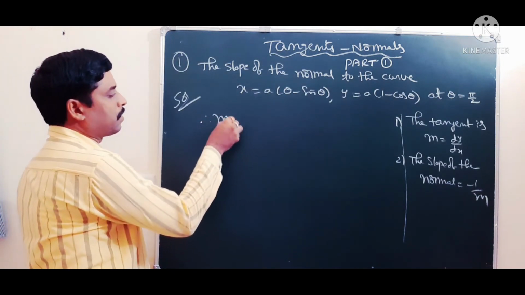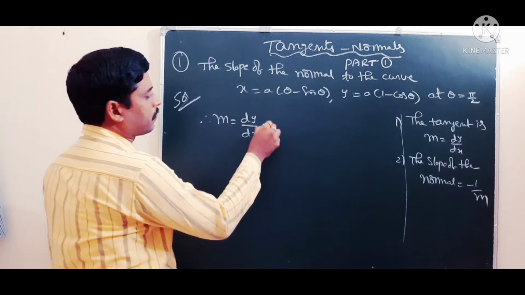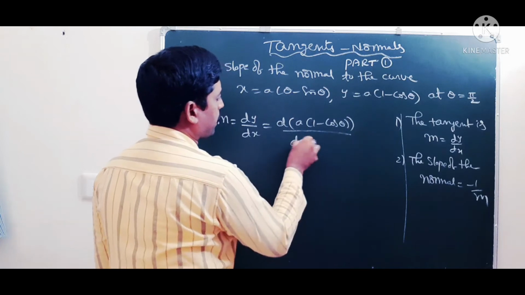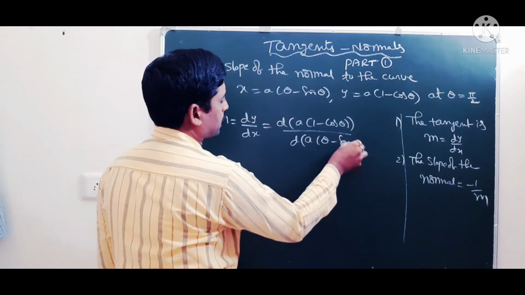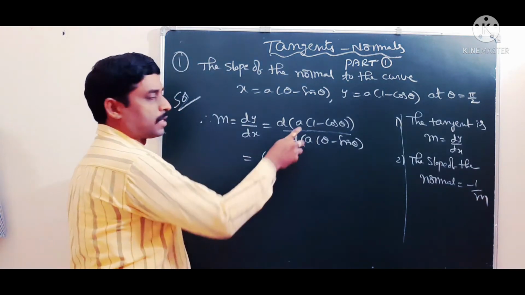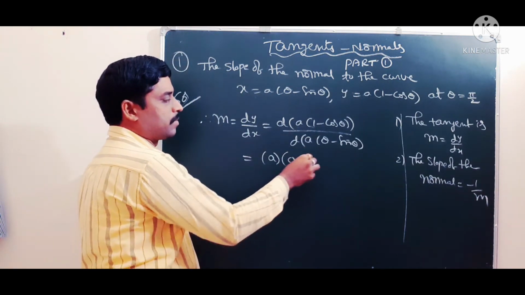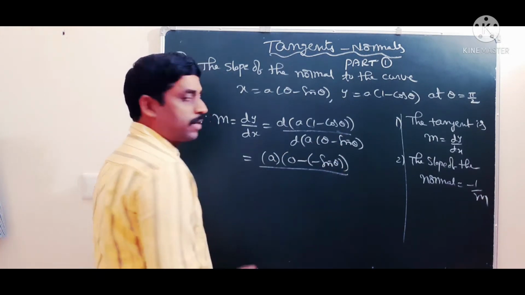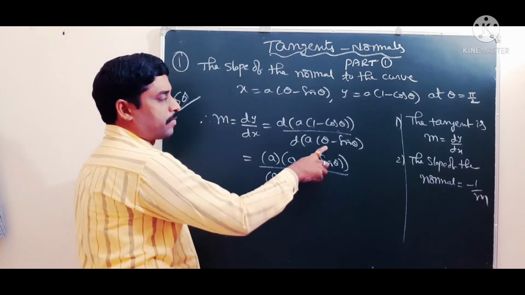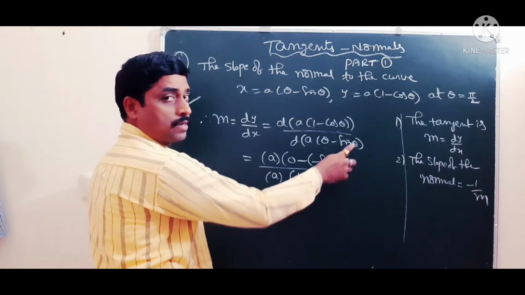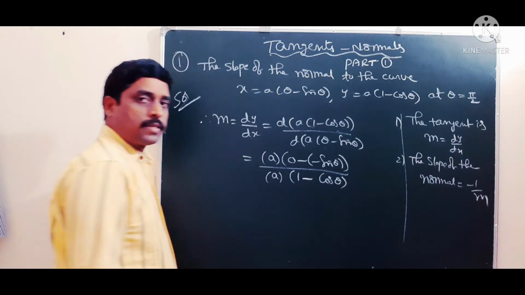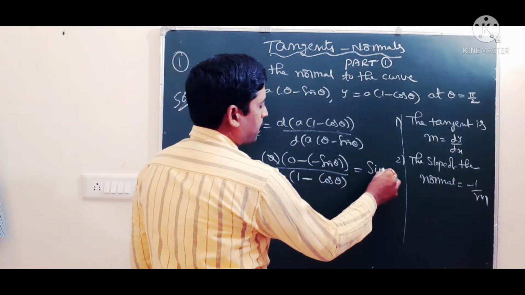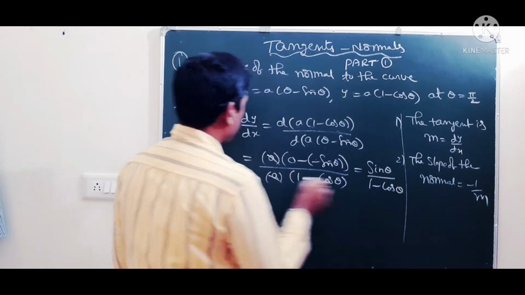First we have to find the slope of tangent, dy by dx. So derivative of y given, by derivative of x, a into theta minus sin theta. In this a is constant, differentiation of 1 is 0, differentiation of cos theta is minus sin theta. This whole is divided by the denominator: a constant, differentiation of theta is 1 minus differentiation of sin theta, which is cos theta. Okay, the differentiation is with respect to theta, a gets cancelled, so minus into minus is plus sin theta by 1 minus cos theta. What is this? This is the m value.